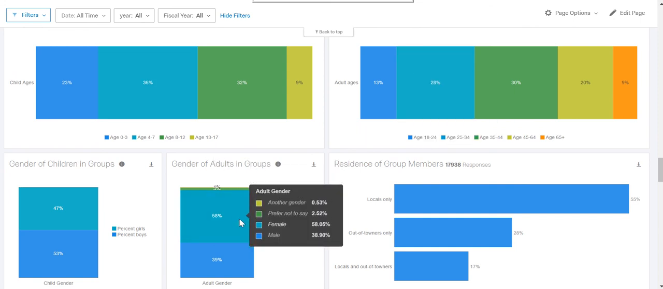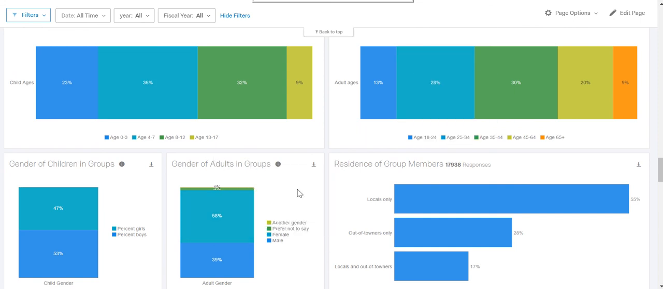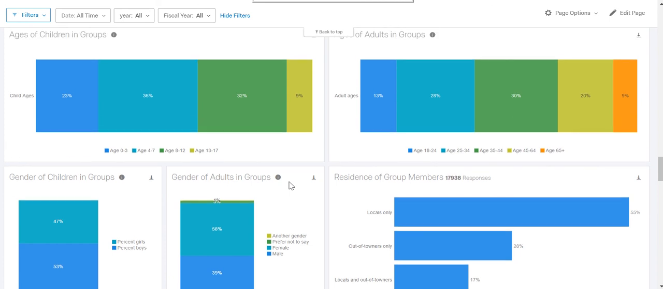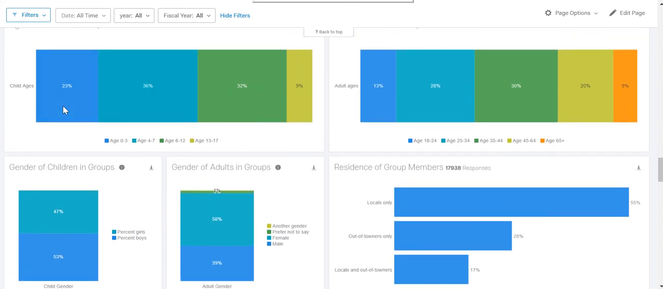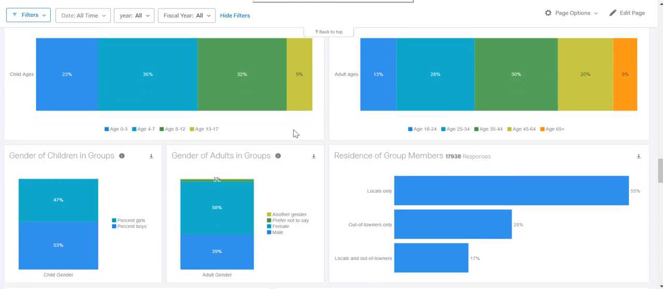For these four charts, it's important to note that these charts show the age and gender breakdowns for all the children and adults for whom we have age and gender data. It does not show the percentages of groups that contained an adult or child in that age group or of that gender. So, if a group, for example, were to bring a whole bunch of kids who were age 4 to 7, this percentage would get bigger, not just because the group contained at least one child who was age 4 to 7. You also aren't able to click on these to filter the data because of the way they're set up. So if you need more information about that, we can help you figure it out.